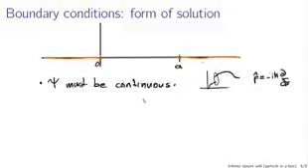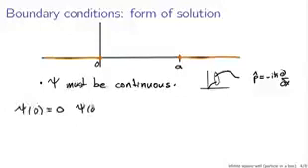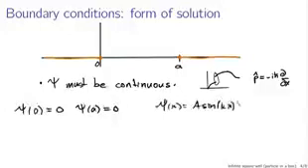So, what that means is psi of 0 is equal to 0, and psi of A is equal to 0. What does that mean for our hypothetical solution, psi of x equals A sine kx plus B cosine kx?